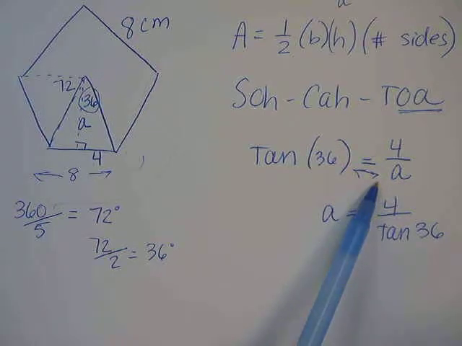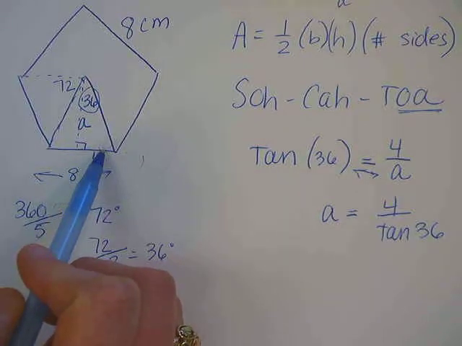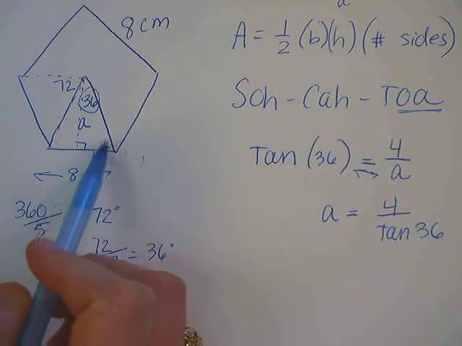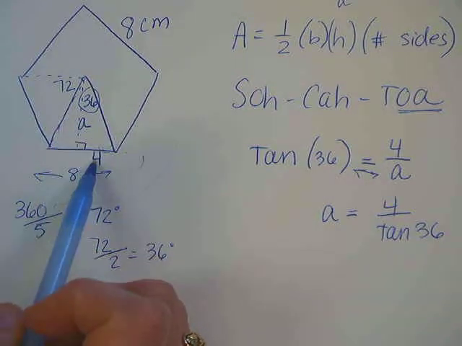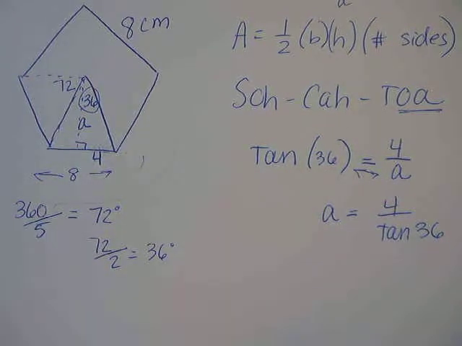Now there is another option only with tangent. If you don't like the variable ending up on the bottom with tangent, you could find the angle over here by subtracting 36 from 90 and do the tangent of this angle, and it would be A over 4 instead of 4 over A. But it only works with tangent. If you end up with a variable in the denominator with sine and cosine, there's no way to switch it around. Okay, so using your calculator to find out what 4 divided by the tangent of 36 is, what do you end up with?